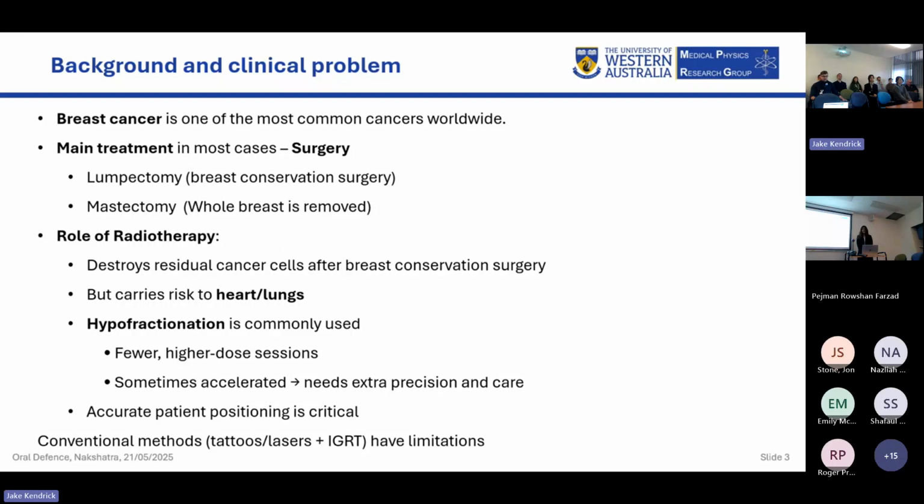Therefore, precise patient positioning is required because in the end, the basic concept of radiotherapy is to kill the cancer cells and spare the healthy tissues. Now, the conventional methods, mainly tattoo and laser-based alignment and IGRT, image-guided radiotherapy, are still used, but they have certain limitations in terms of accuracy and patient experience.